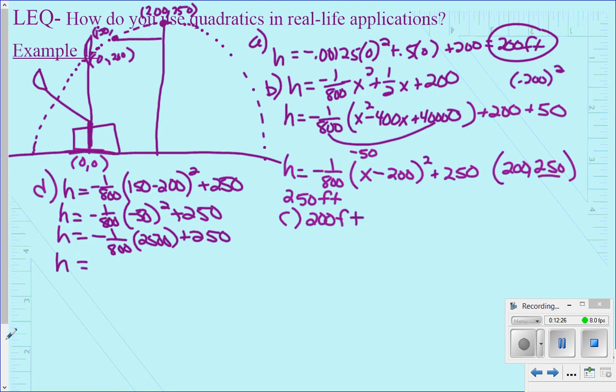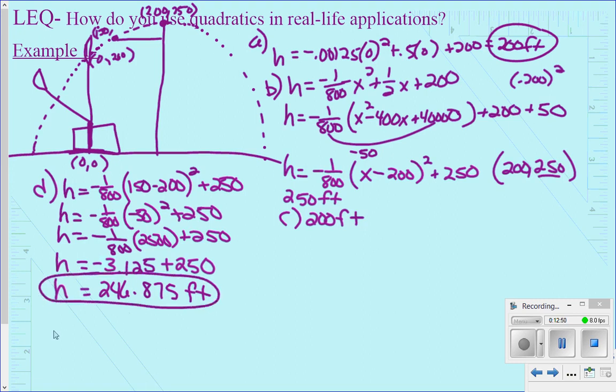Now I'm going to need help from my calculator. Negative 1/800 times 2500 gives me negative 3.125 as a decimal, plus the 250, which is going to give me 246.875, and these are feet. And that's my height when the distance is 150 feet away. So 246.875. Okay, that's part D.